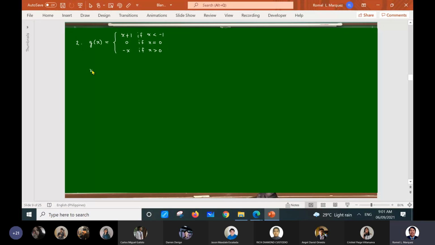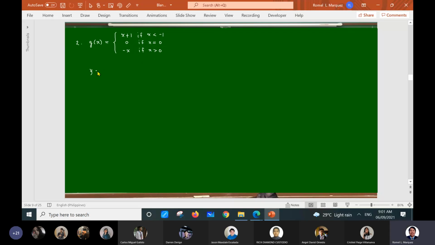So there are 3 expressions defining g here. The first one, g of x is equal to x plus 1. So x plus 1 is the expression defining g if x is less than negative 1. And it is equal to 0 when x is 0. Negative x when x is greater than 0.